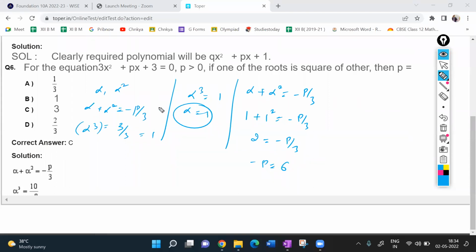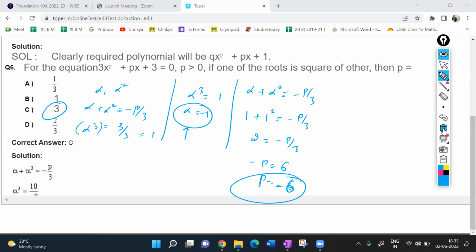Somewhere we messed up or what? Alpha cube, okay, correct only. Alpha value 1, right? I'm getting 6. Are you getting 3? I'm getting 6. Check. Is there any mistake I made? Can you check the solution? Option C is given, which is 3, but I'm getting 6.